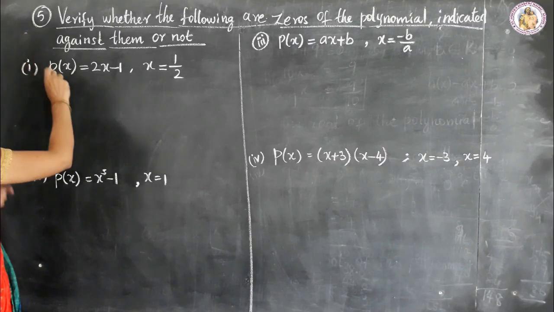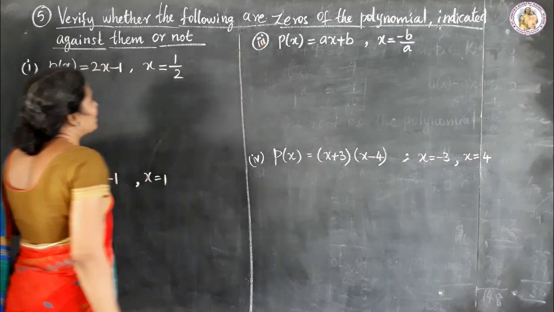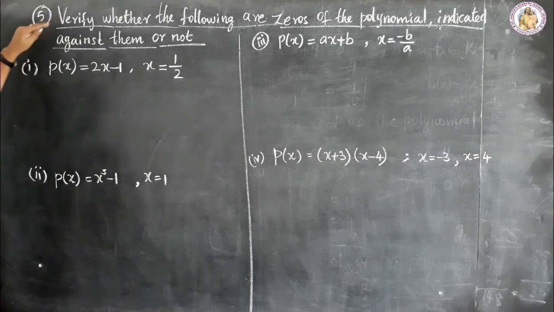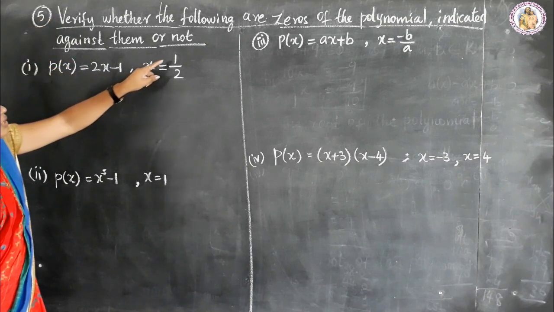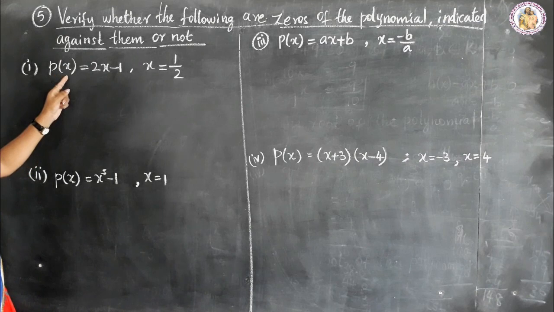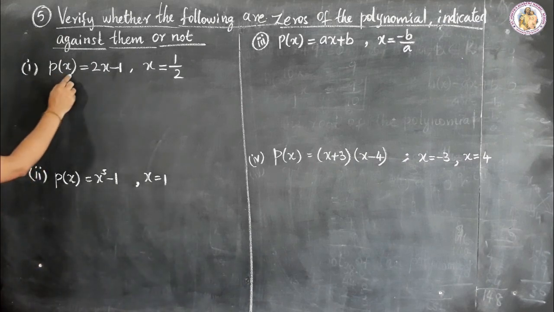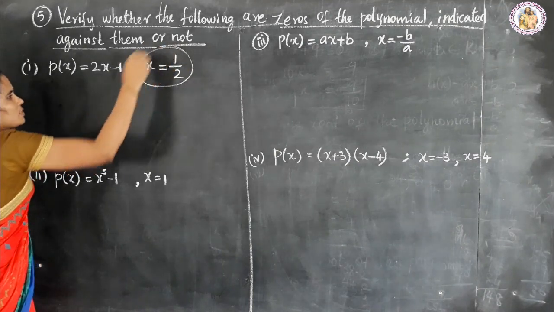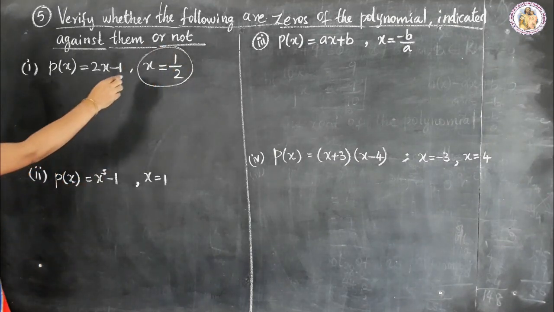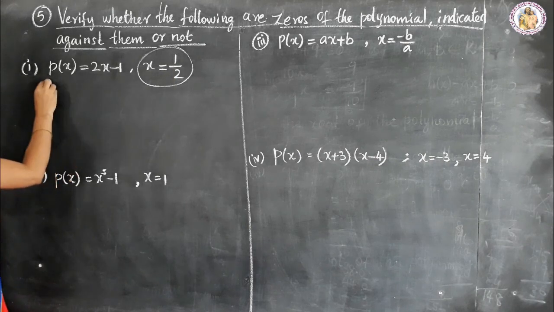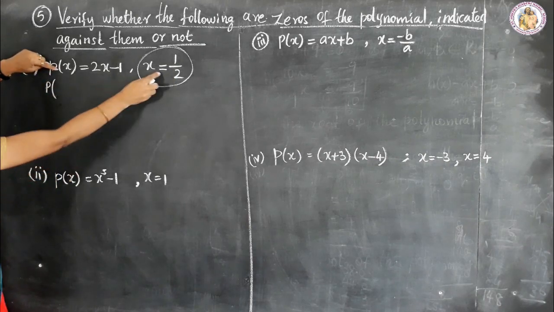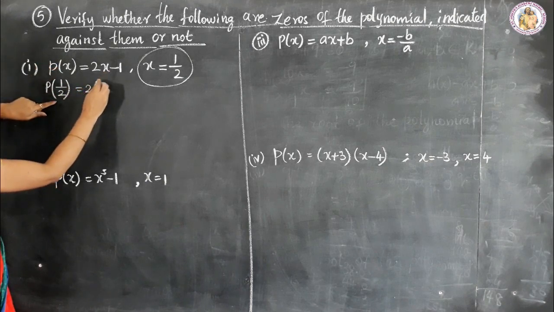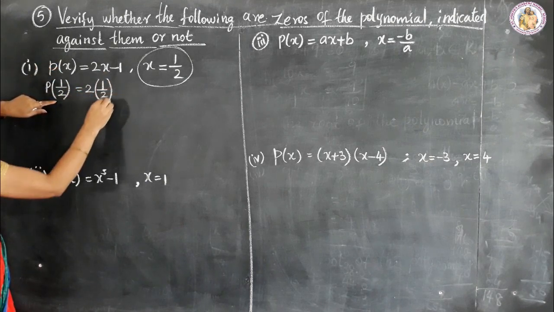Question number 5. Verify whether the following are zeros of the polynomial indicated against them or not. So you have to verify whether the given x is equal to 1 by 2 is a zero of the polynomial or not. Okay. Question number 1. p of x is equal to 2x minus 1. In place of x, you have to apply x is equal to 1 by 2. So write p of 1 by 2 is equal to 2 within bracket 1 by 2 minus 1.